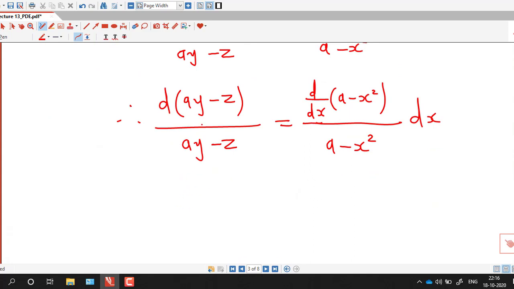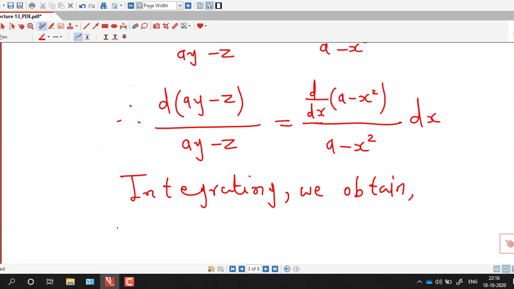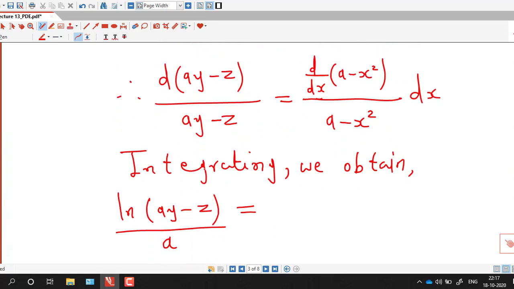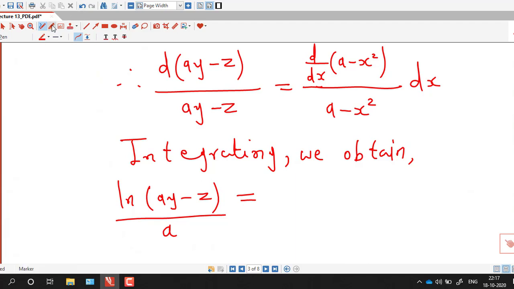So now this is separable. So if we integrate on both sides, we obtain log of ay minus z equal to... here I have to divide by the coefficient of y. Sorry, it is not division by y. It is simply log of ay minus z. If we have this type of integral, 1 upon ay minus z dz, then we have to divide by y.